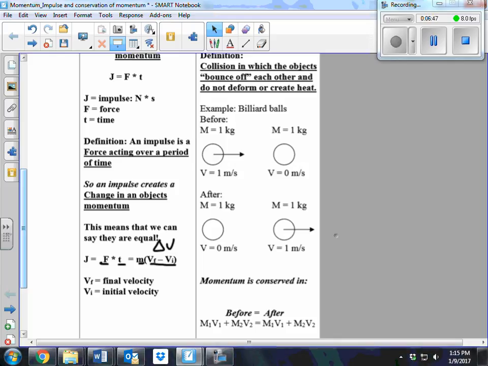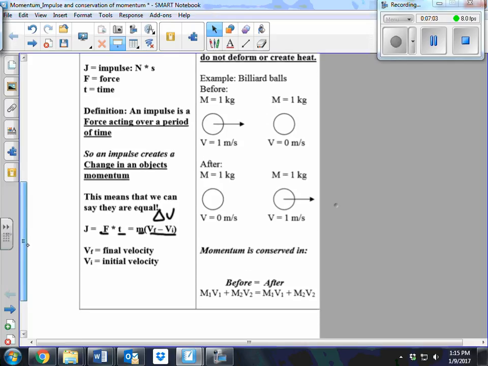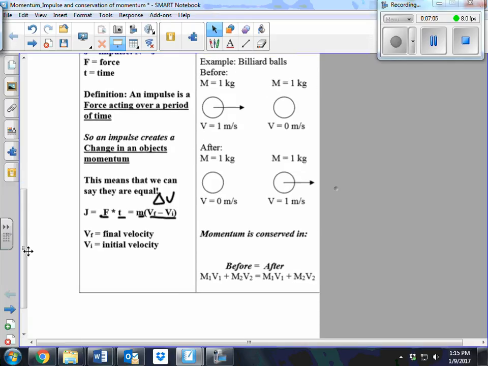Then afterwards, the first billiard ball comes to a total stop, 0 meters per second, and the other one shoots off at 1 meter per second. Now, a problem I could have given you is, hey, find the velocity that the ball flies off at. So instead of v equals 1 meter per second, you get v equals question mark. And then using this equation, you would solve for that 1 meter per second.